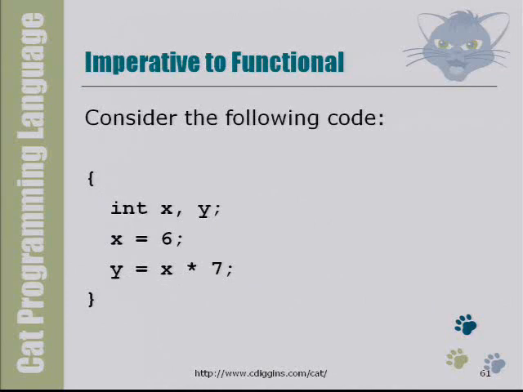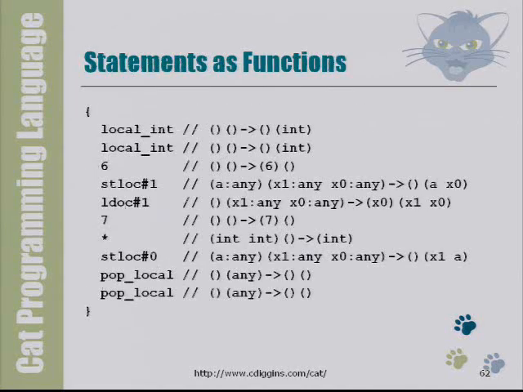So my assertion is that you could take an imperative code like this, int x, y, x equals 6, y equals x times 7, and you can translate it to a bunch of pure functions which are composed. And this is it, and I've annotated it. This is Cat. So what we took is the pure imperative code, a bunch of assembly instructions, and here's the pure notation of each function. So imperative code can be seen as a composition of functions which map pairs of stacks onto pairs of stacks. I think this is significant. I could be wrong.